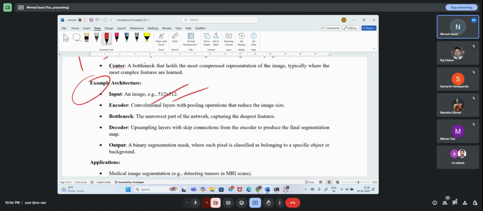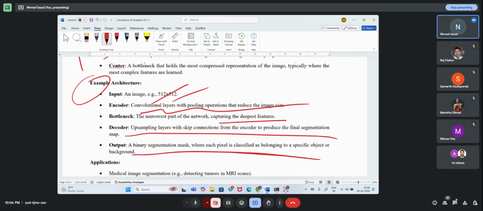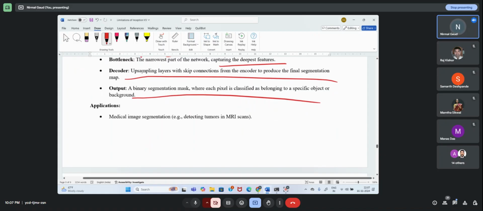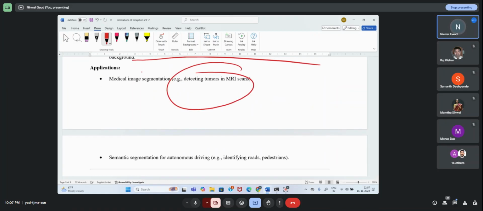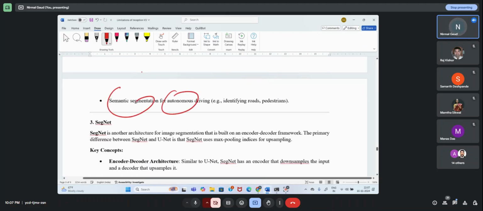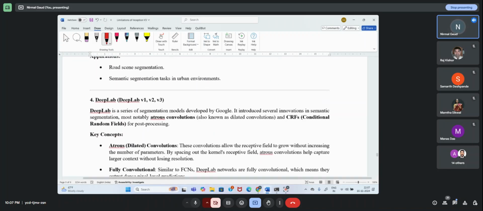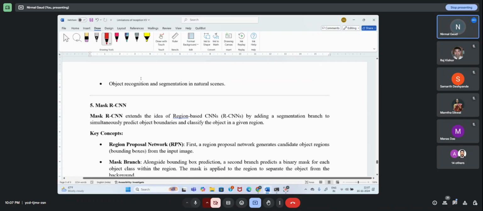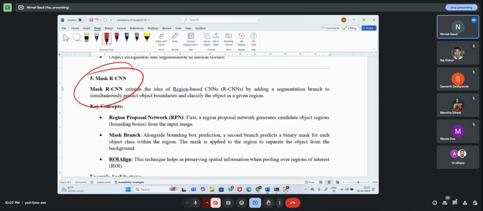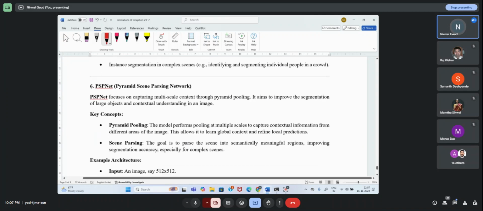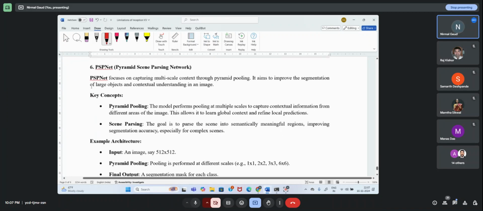We take an image of this size, we perform convolution, then we capture the features, and then we again upsample, and this is how we produce the segmented result. So it is especially used in MRI, medical imaging. Okay, semantic segmentation is used for autonomous driving vehicles. There are other architectures also like SegNet, then DeepLab. Okay, many architectures are there. Mask RCNN. So later on, instead of this CNN, we use the YOLO versions.